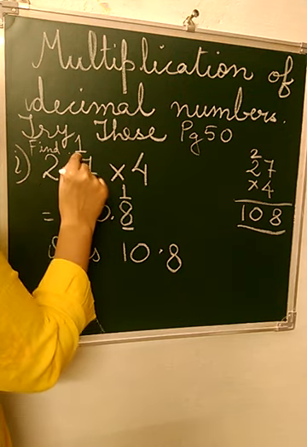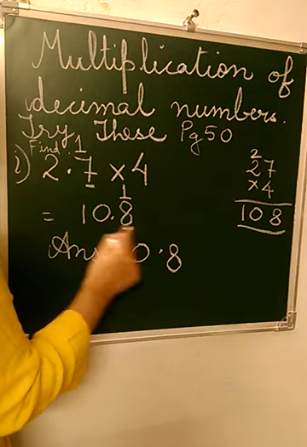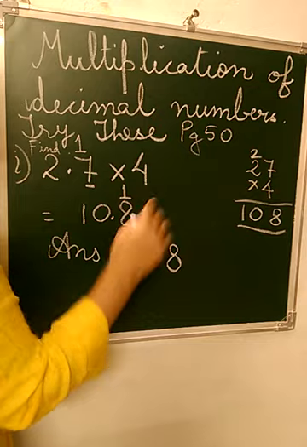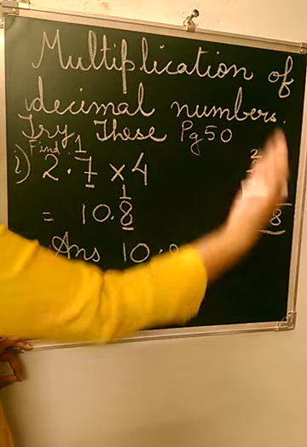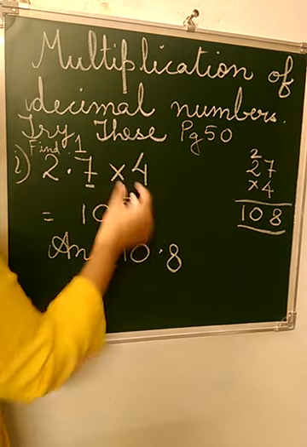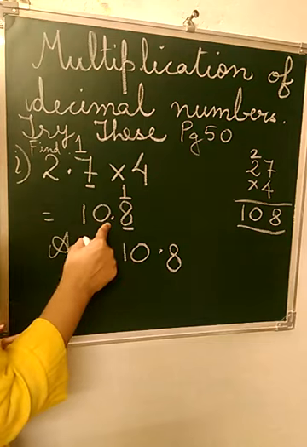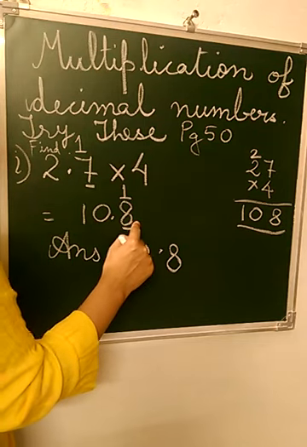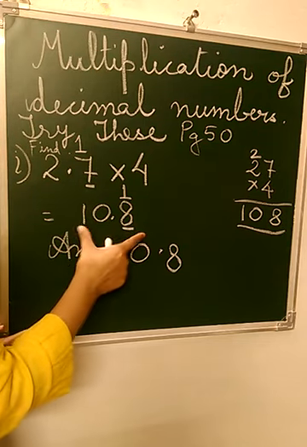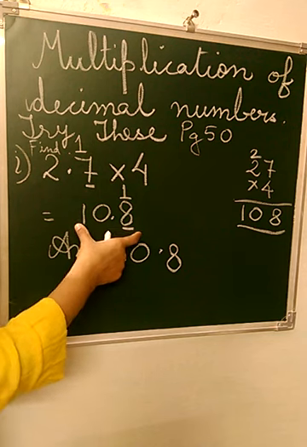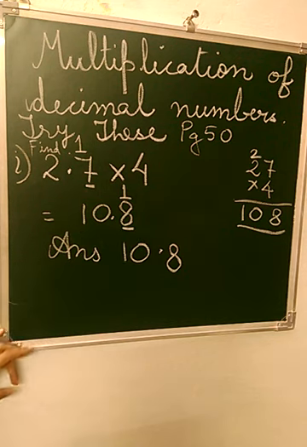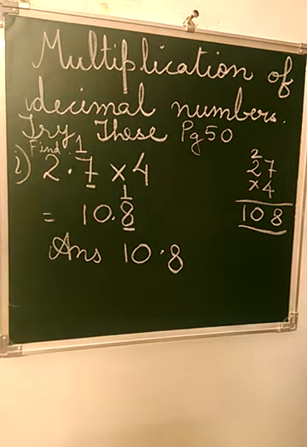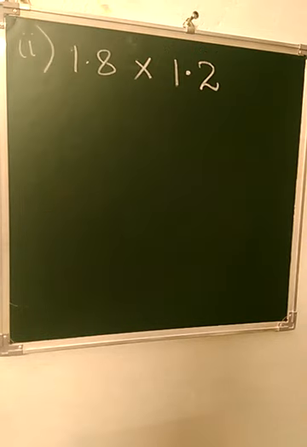So this is the multiplicand, 1. So in the product also just 1. We always place the decimal from the right side. So in the ones place we go and we put the decimal. So this becomes 10th and this becomes 1. So the answer becomes 10.8. So this completes the first one. Now we will do the second one.